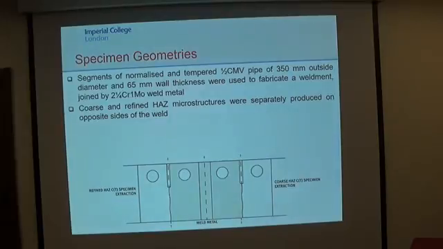Segments of normalized and tempered 1/2 CrMoV pipe were used to fabricate a weldment joined by 2 1/4 chromium weld metal. Coarse and refined HAZ microstructures were produced on the opposite sides of the weld by a predetermined weld bead deposition method.